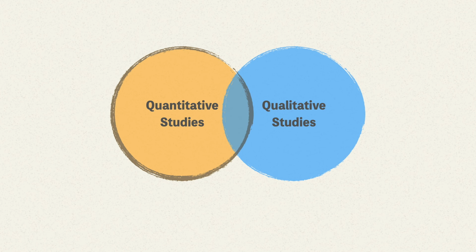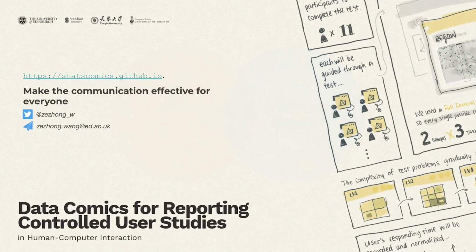With data comics, this paper only focuses on reporting quantitative studies. We have tried a few examples to explain qualitative results, like explaining machine learning models, algorithms, and formulas, but those touch an even bigger design space, which will require more attention in future.